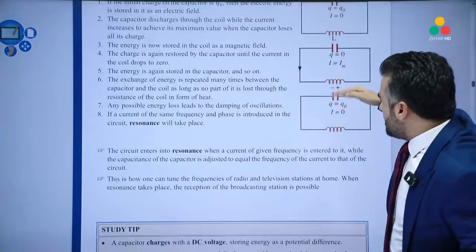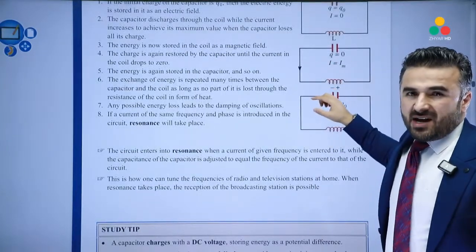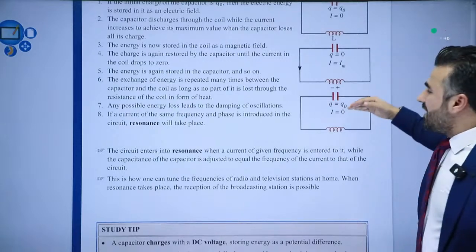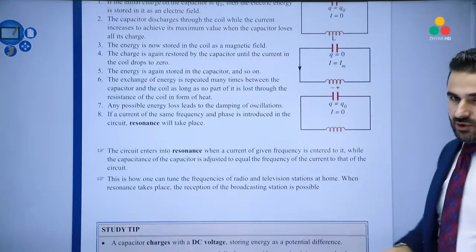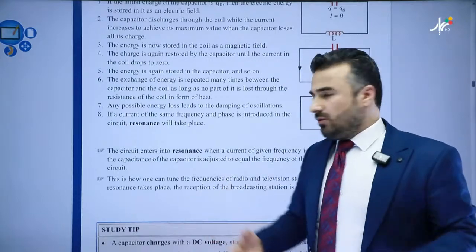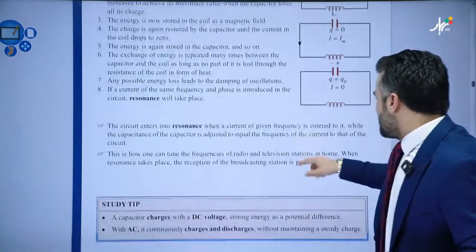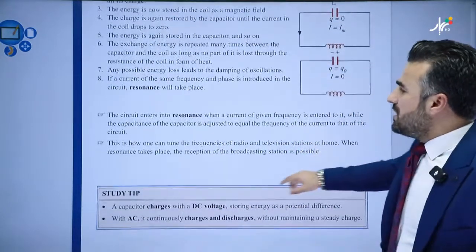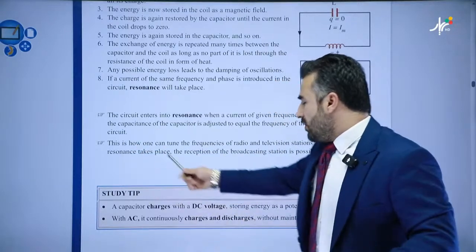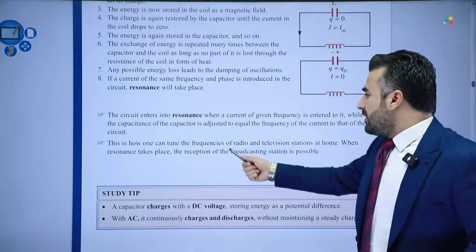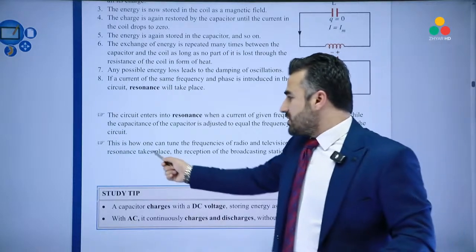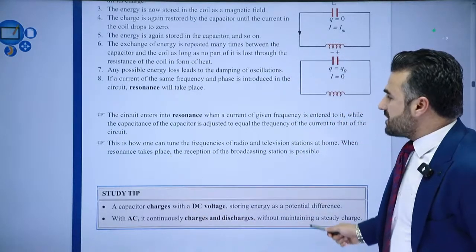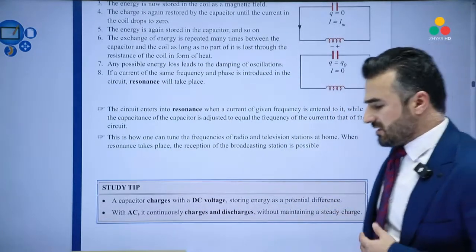So we can adjust, increase or decrease the value of this capacitance so that the frequency of this circuit will match the frequency of the external circuit, so that these two circuits will be in a state of resonance. And when that happens, this is how one can tune the frequencies of radio and television stations at home, and of course the resonance takes place. The reception of the broadcasting station is possible.